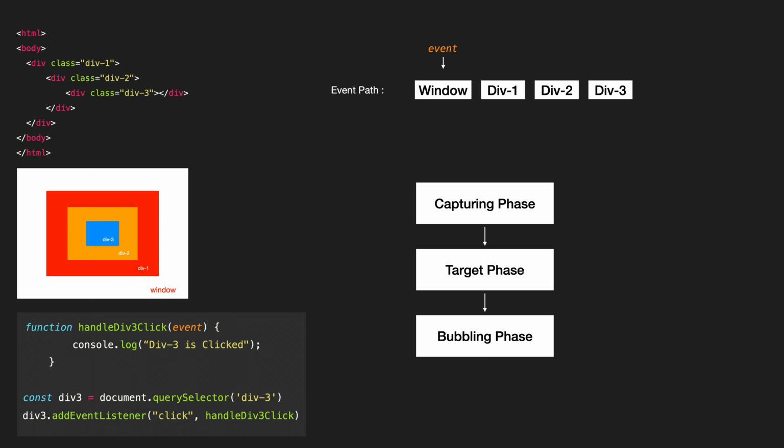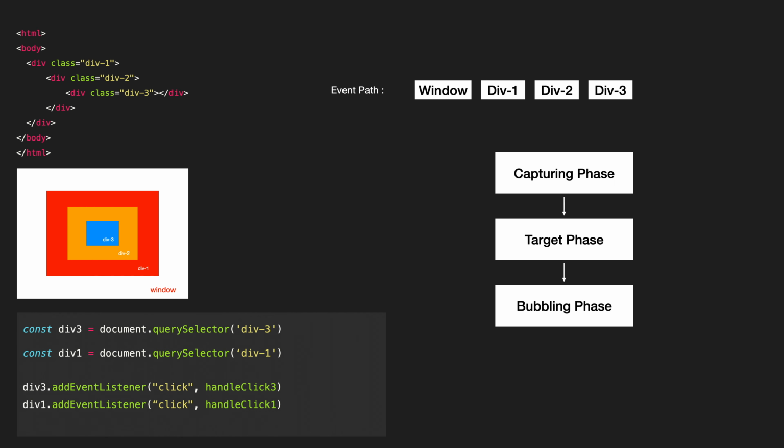Okay, now you might be thinking, why do we need these three phases? Only the target phase would do the work, right? Let's see why this is important. Say you also have another event listener on this div1 element as well. Now what will happen when the user clicks on div3? Div3 is also inside div1. So when div3 is clicked, div1 is also clicked. So what do you think? Which event listener should run first? Handle click 3 or handle click 1?